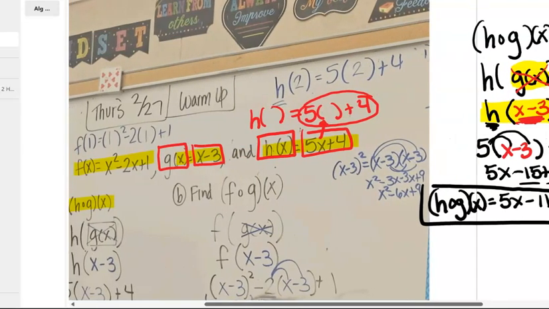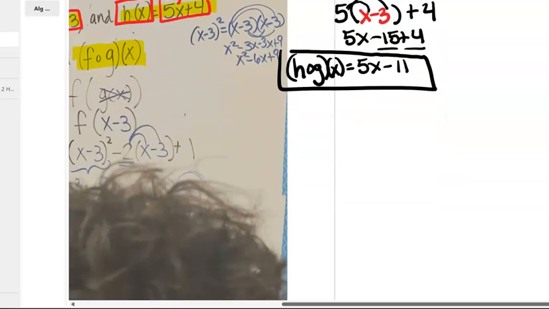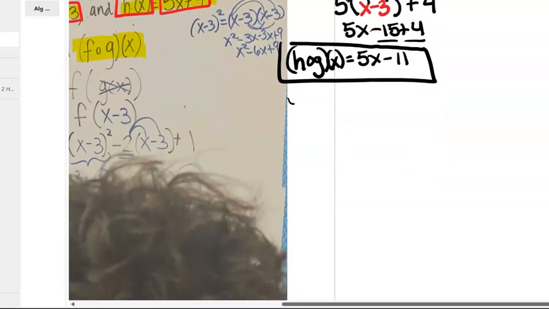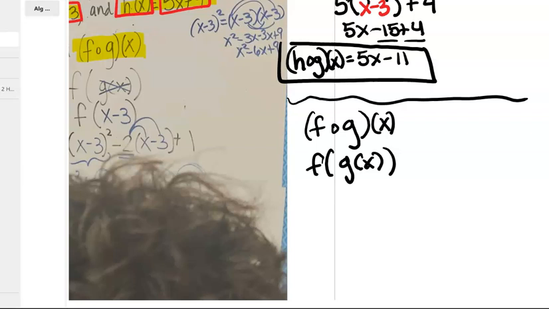The second question in our warm-up asked us to do f of g of x. So again, f of g of x. Remember, you see it this way, and you remember that that open circle does not mean multiplication. And then we want to think about it this way. And so the first thing we want to focus on is what is g of x. So g of x, according to our instructions, was x minus 3. So that's getting replaced there.